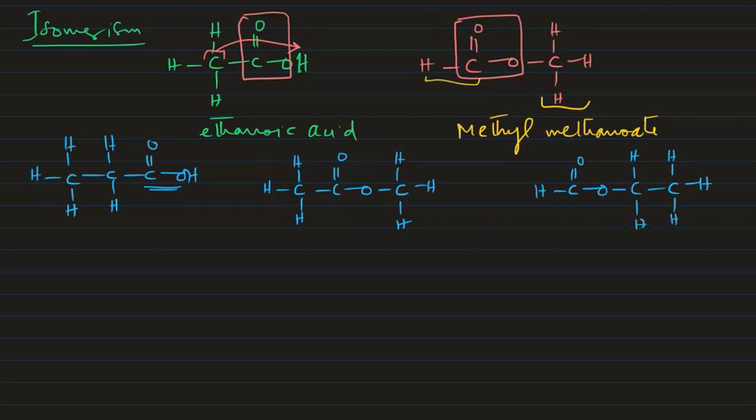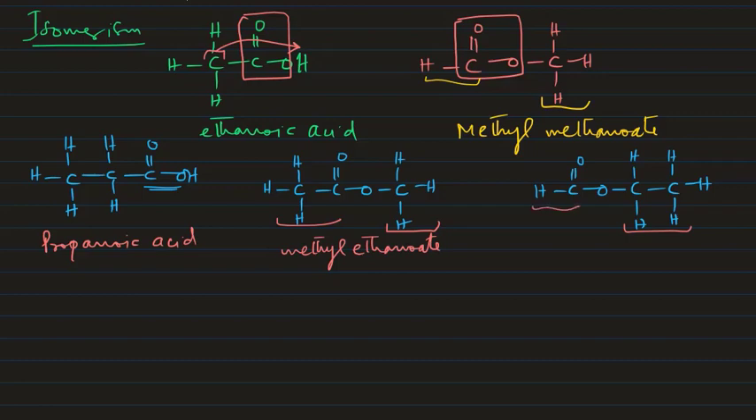Now let's name these 3 compounds. This one is propanoic acid. It's a carboxylic acid. You know, isomers have the same molecular formula but different structural formula. This is methyl, and there are 2 carbons over here. So it's methyl ethanoate. Next one is this one. This side is ethyl, and there is 1 carbon. It's ethyl methanoate. These are isomers of propanoic acid.